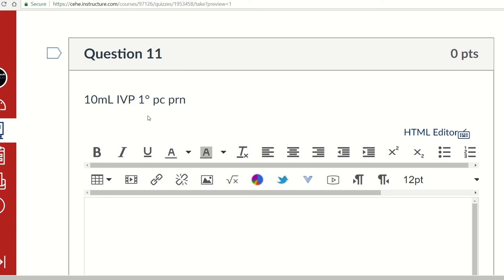So this is usually an acid medication, probably a proton pump inhibitor. Inject 10 mLs, intravenous push, 1 hour after meals as needed.